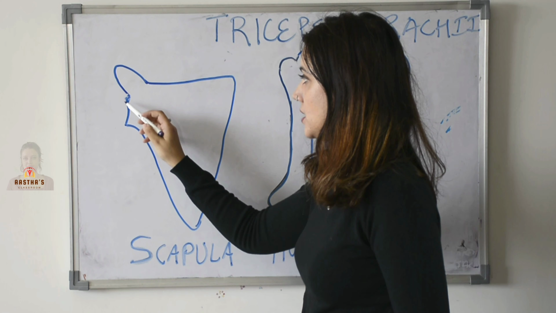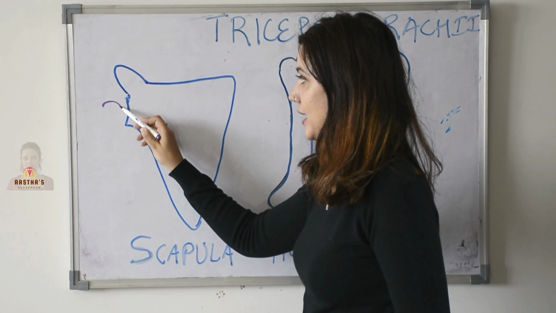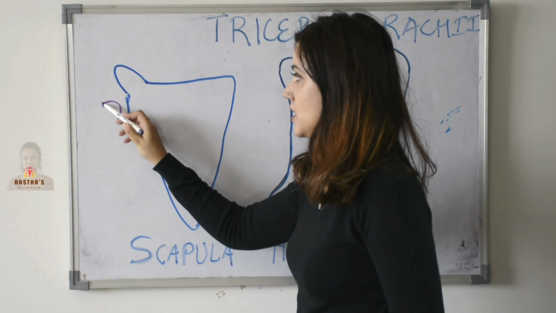The long head of triceps originates from the scapula. So in scapula it comes from this infraglenoid tubercle. This is the diagram of scapula, where this is the acromion process, this is the glenoid cavity where the head of the humerus articulates to form the shoulder joint. From this glenoid cavity there are supraglenoid and infraglenoid tubercles. So from the infraglenoid tubercle the long head of triceps originates.